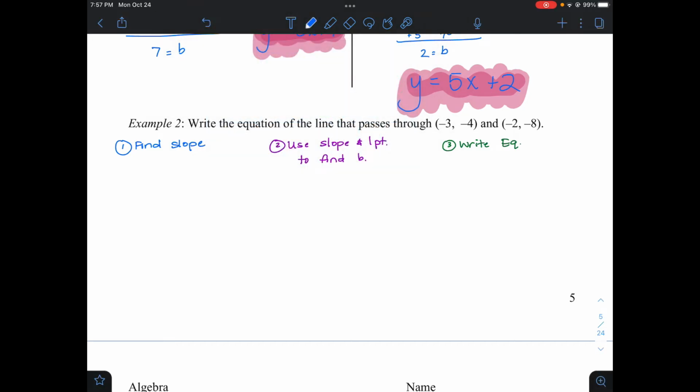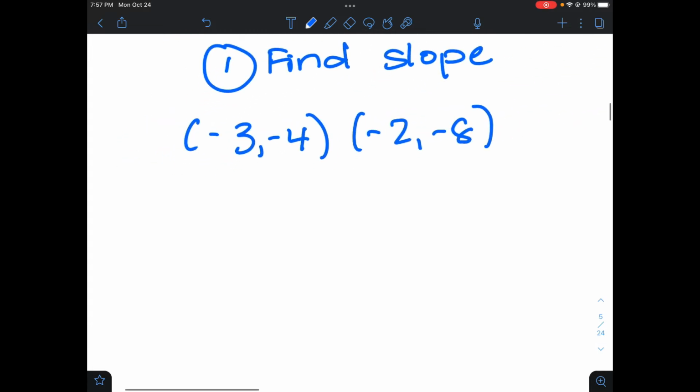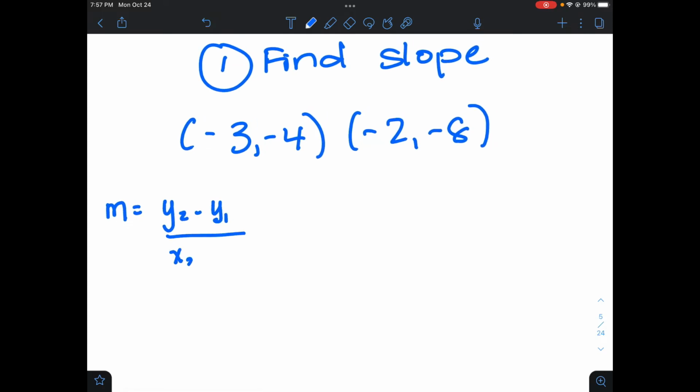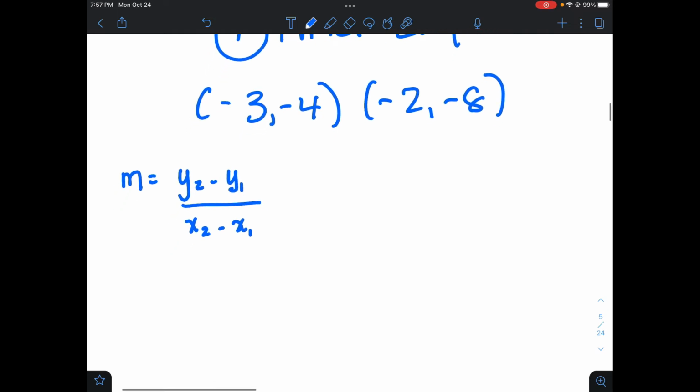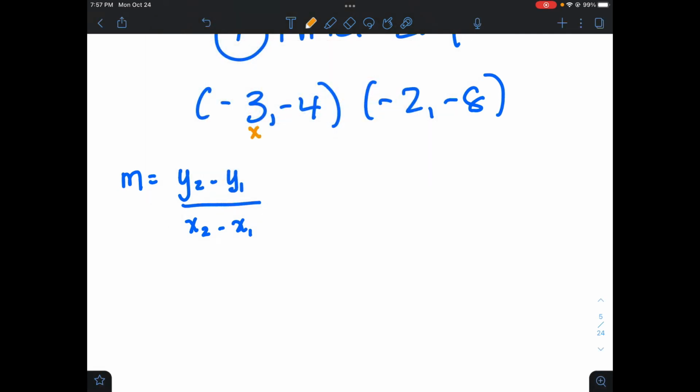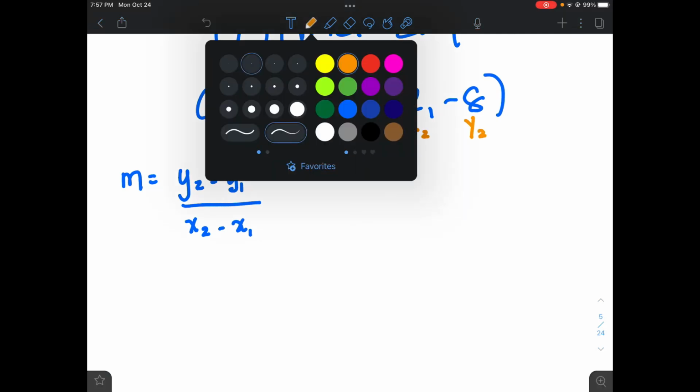So first of all, let's write our slopes. I'm going to write my points down here, that way I can zoom in and make this a little bit neater. So my slope formula, remember, is y sub 2 minus y sub 1 all over x sub 2 minus x sub 1. Okay, so let's label our ordered pairs. So there's our 1s, and there's our 2s.